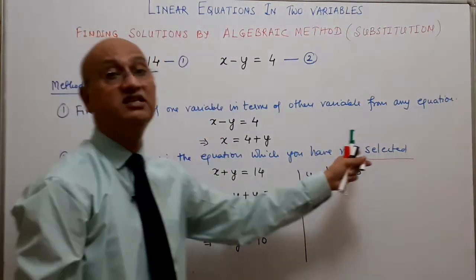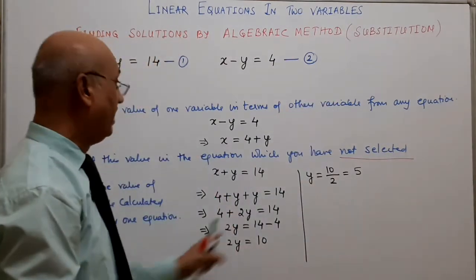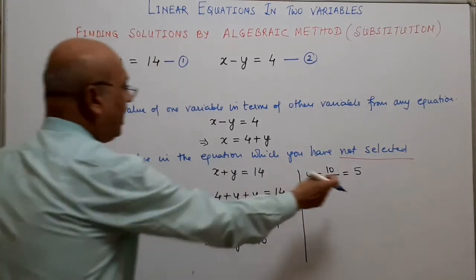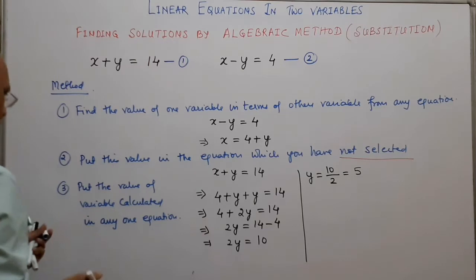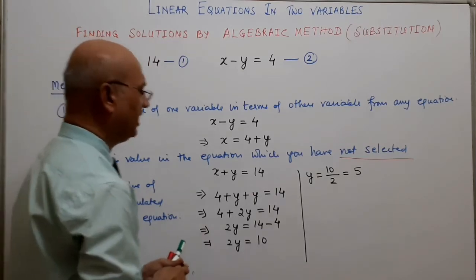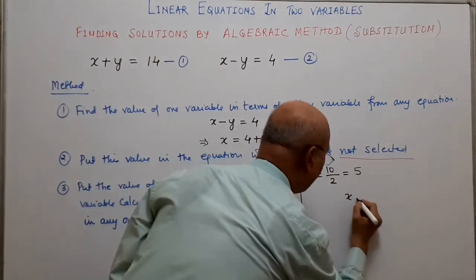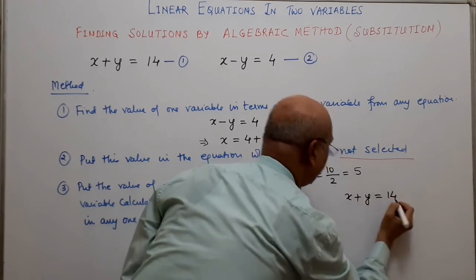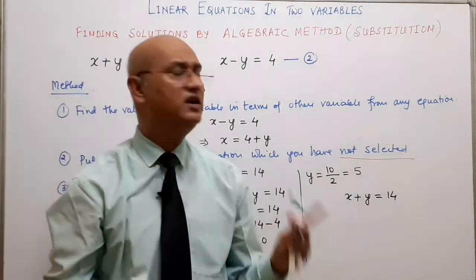Earlier there was a restriction: you cannot put it in the same equation. Now once you get the value of one variable, you are free. You can put this value 5 in any one of the following equations. Suppose I select equation number 1, x plus y is equal to 14. And if you select equation number 2 also, your answer will be the same.